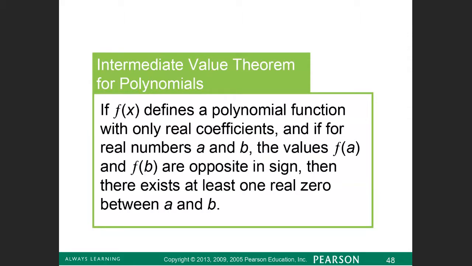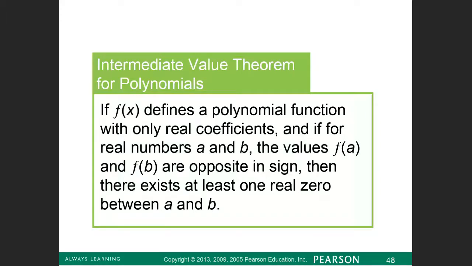Intermediate Value Theorem for polynomials. Here's the definition. If f of x defines a polynomial function with only real coefficients, and if for the real numbers a and b, the values of f of a and f of b are opposite in sign, then there exists at least one real zero between a and b.